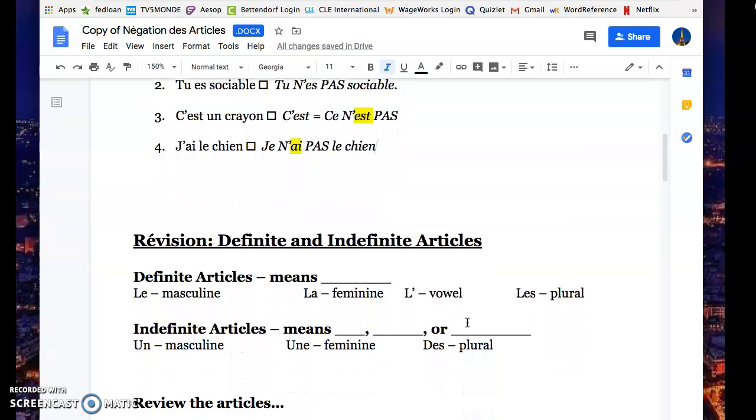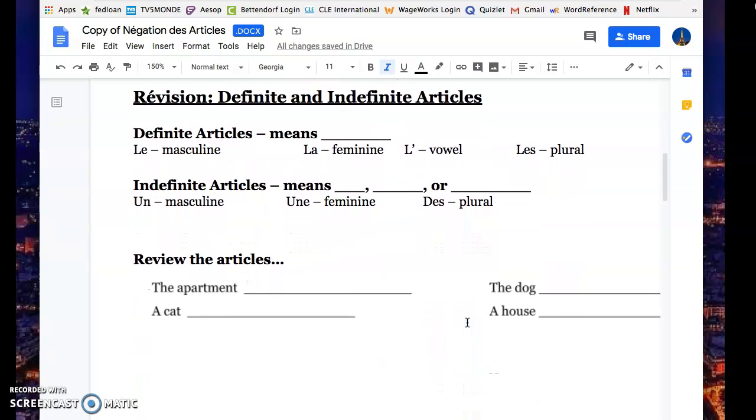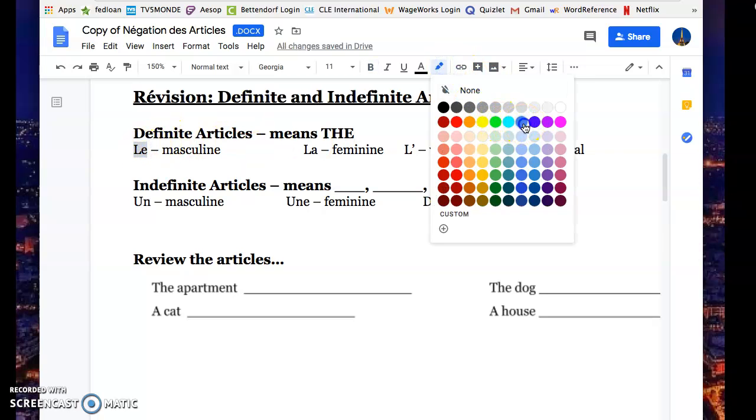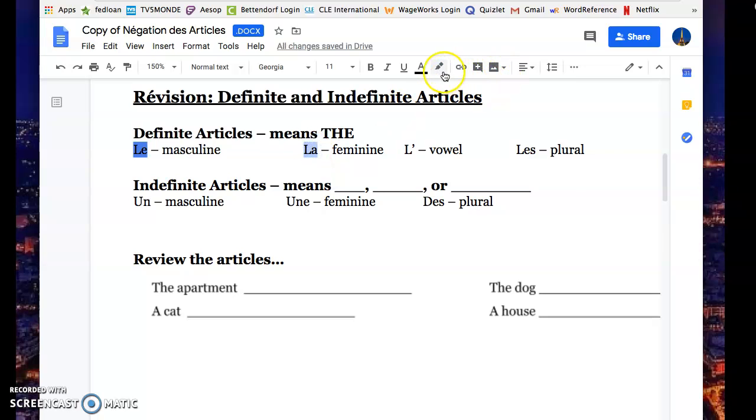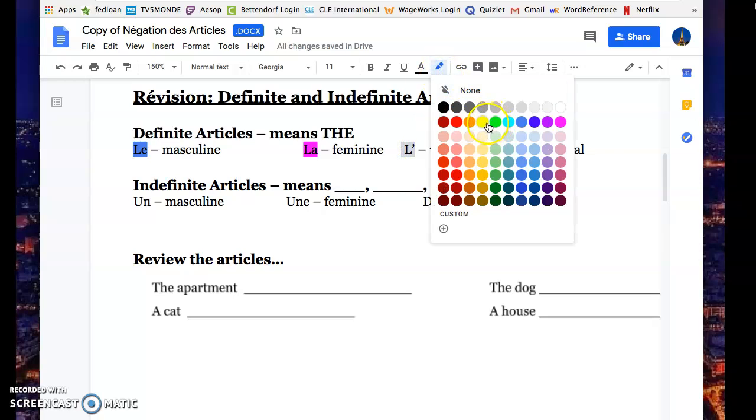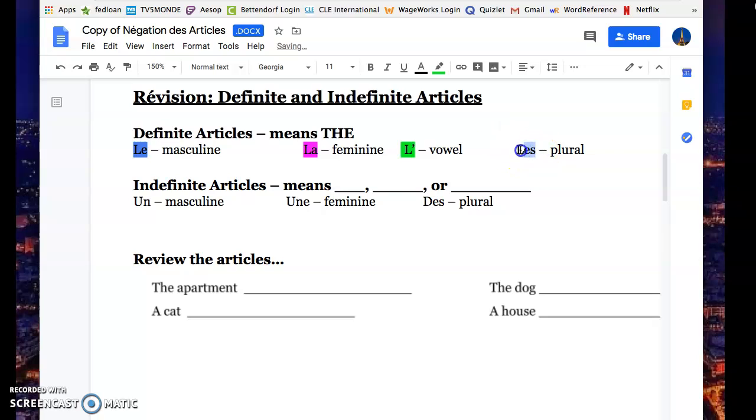That was a review. Now let's start talking about new things. Okay, so we're going to review really quickly definite and indefinite articles. These are pretty easy. We talked about them, I think, like in August or September. Your definite article, definite means the. This is le for masculine, la for feminine, l apostrophe for vowel, and les for plural.